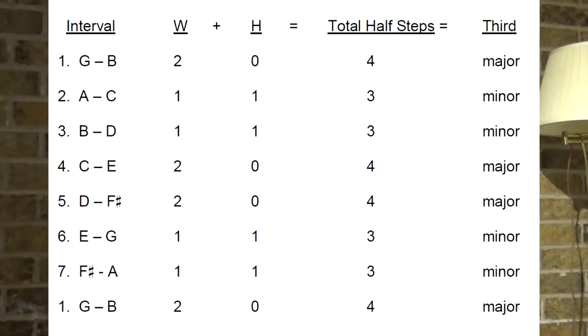Now, did you notice that this basic chord is made up of two thirds? G to B, and B to D. So we need to look at the half steps in each of those thirds. You can refer back to the previous lesson. From G to B, there are four half steps. From B to D, there are three half steps.